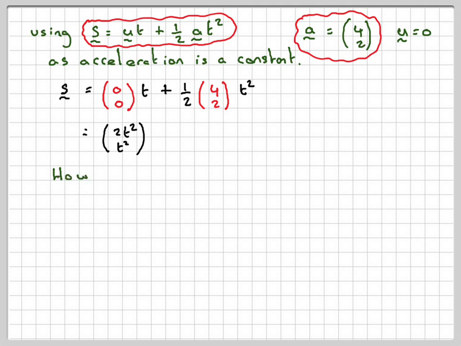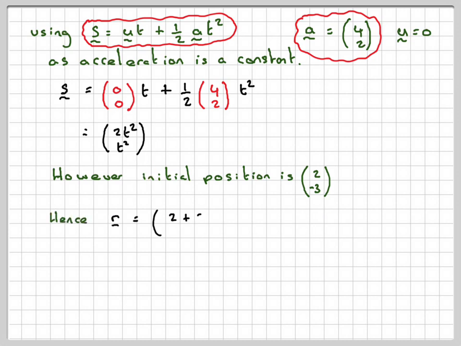But we were told the initial position in the question is 2, −3, and therefore we need to rewrite this, taking that into account. So we need to put 2 + 2t², and then −3 + t² meters. And usually we use r for displacement when we're talking about vectors.